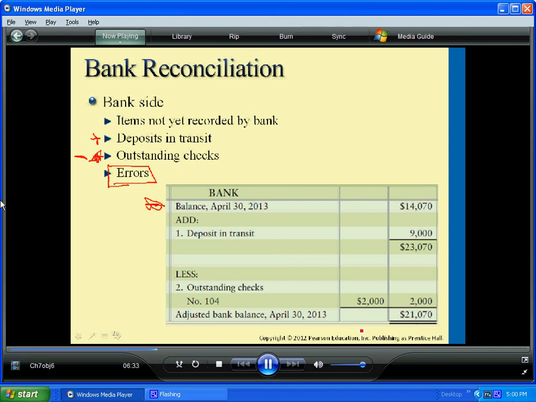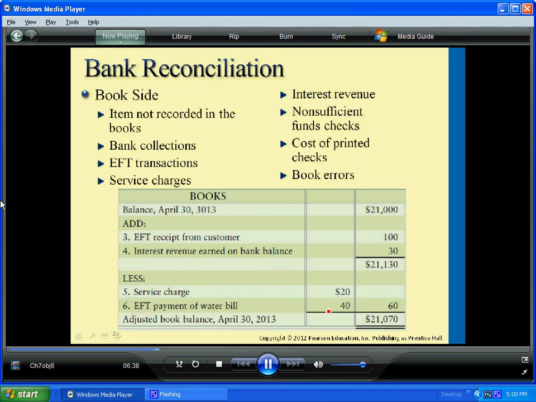Next, we have the book side. Remember I said the bank reconciliation consisted of two things, the bank side and the book side. Bank side is on the left. The book side is on the right. These are items that are not yet recorded in the books. What would these include? Well, the first thing we would have is our bank balance from the books in April. So we would pick up this $21,000 amount from our records.